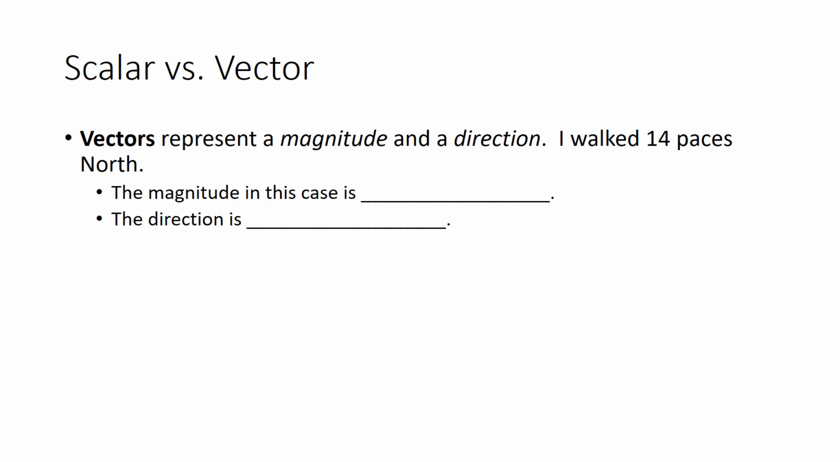Vectors, on the other hand, are going to have the magnitude. In this case, it's 14 paces, not the normal meters or kilometers. But here we're just talking about paces. So 14 paces, that's going to be the magnitude. But then we include a direction. We know that they started in one location and they went north from there, 14 paces. So this has more information.